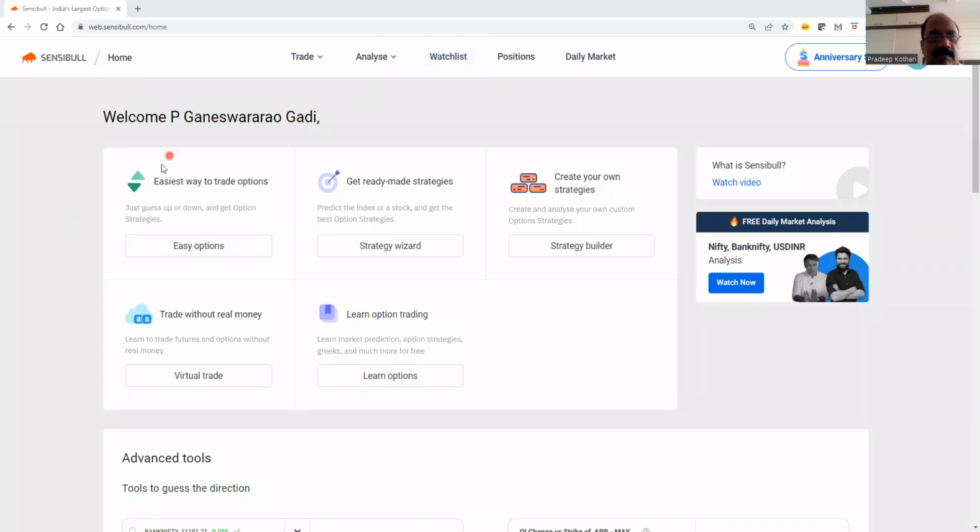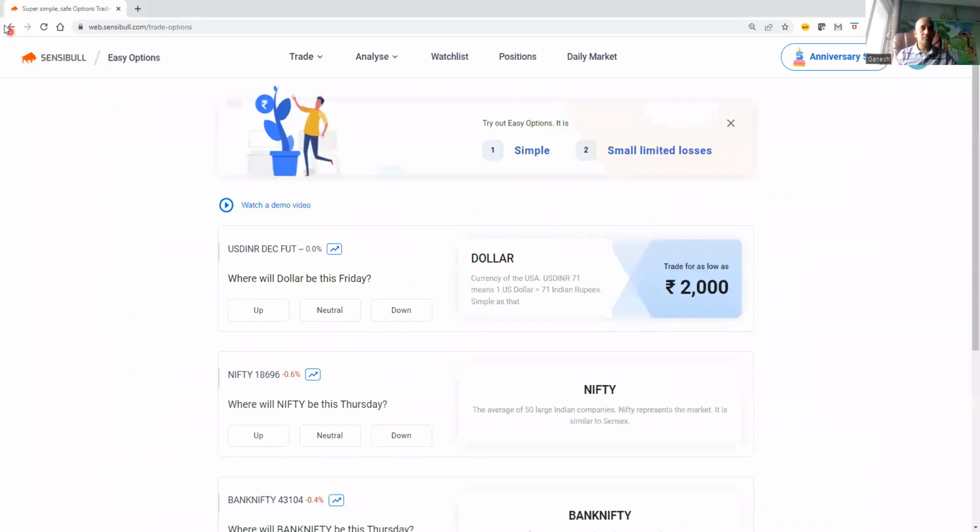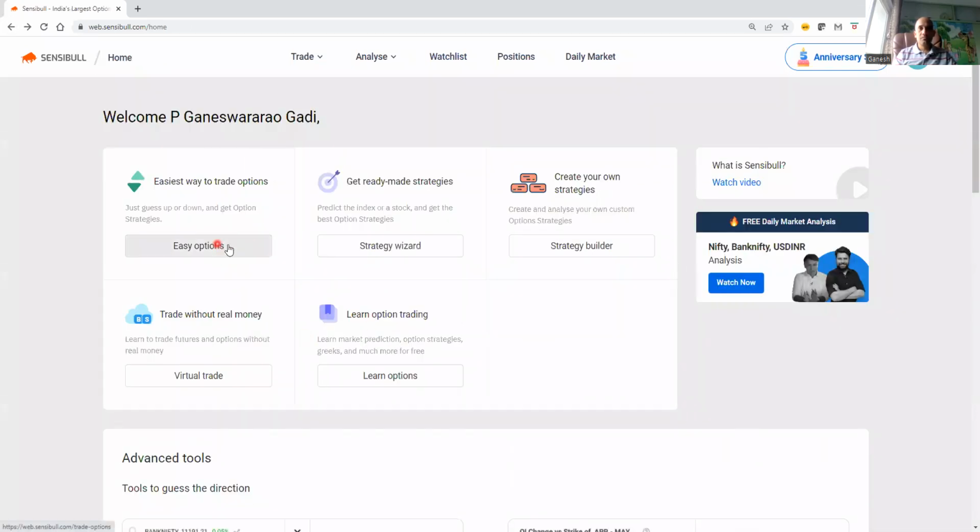If you see here, you have several options. Here is Easy Options. One option is Easy Options, and the other is Strategy Wizard. Easy Options is where you can learn something you want to explore. Suppose you are trading something you want to explore, something you want to see.